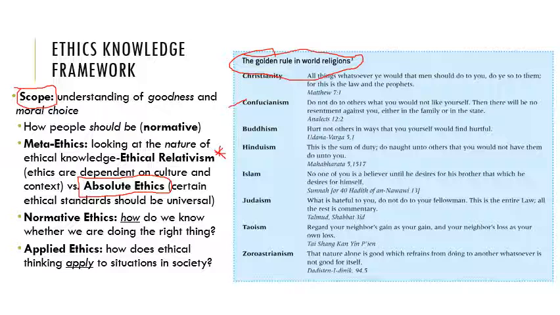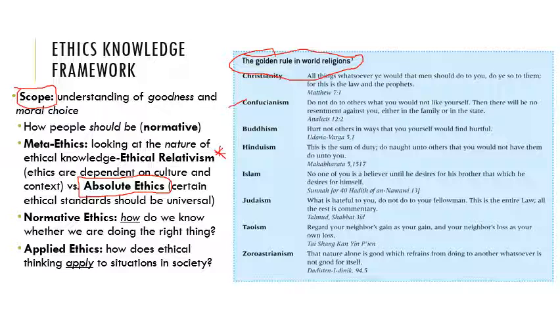Then you get down into normative ethics, which is: how do we know whether we are doing the right thing? We did this activity regarding whether Michael should tell his friends about the affair they've engaged in, or the trolley experiment: how do we know what's right? The Heinz dilemma is another example of moral development and normative ethics.